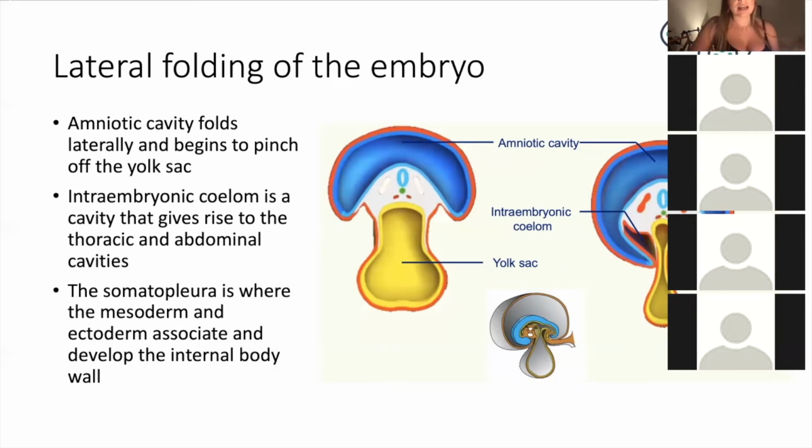This is at very early stages. You can see here during this pinching that we have the intraembryonic coelom, I think it's pronounced. There are 2 of them at the moment that are separated, and these give rise to the thoracic and abdominal cavities. Then we have the somatopleura labeled down here, which is where the mesoderm and the ectoderm come into contact and develop the internal body wall.